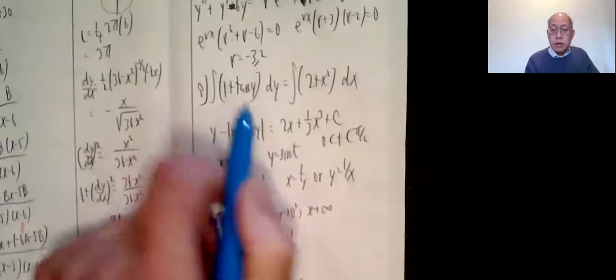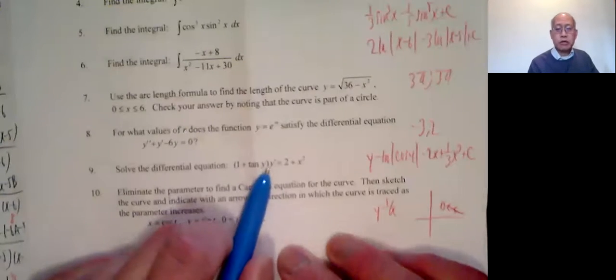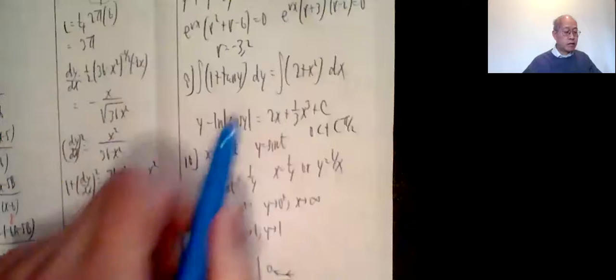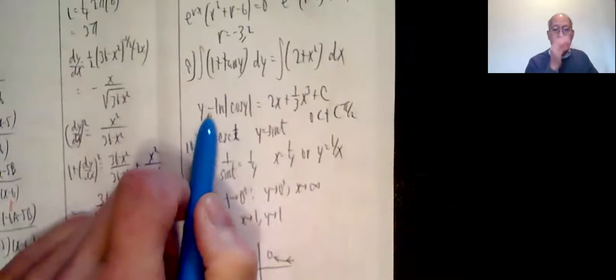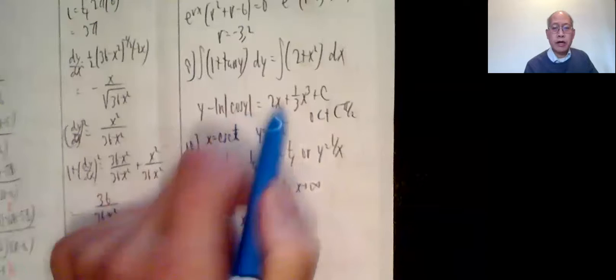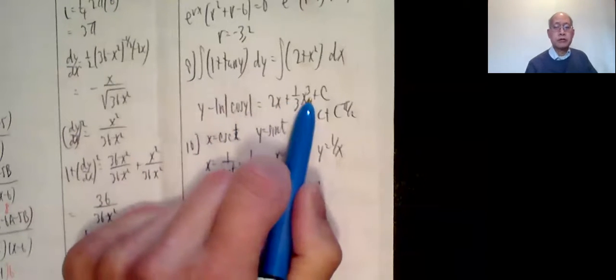Number 9, y prime, make this dy dx, multiply both sides by dx, and it looks like this. And then I integrate. So y minus ln absolute value of cosine y equals 2x plus 1/3 x cubed plus c. That's all you can do, so just leave it.